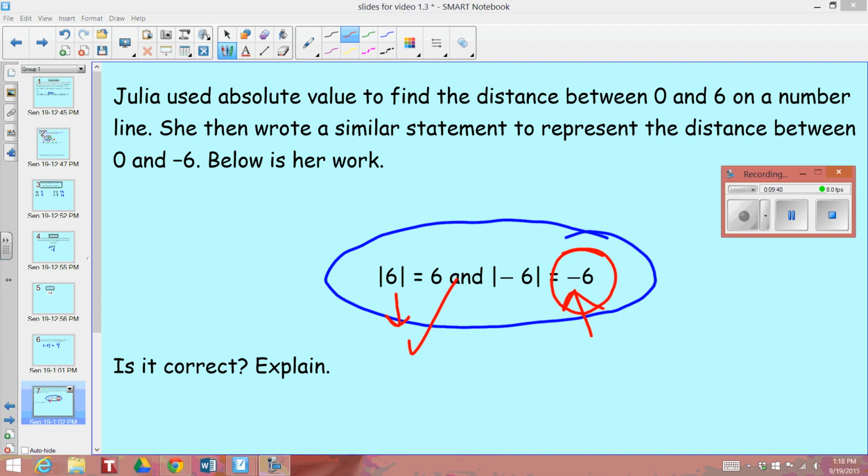I hope this video helped you to understand a little bit about absolute value.